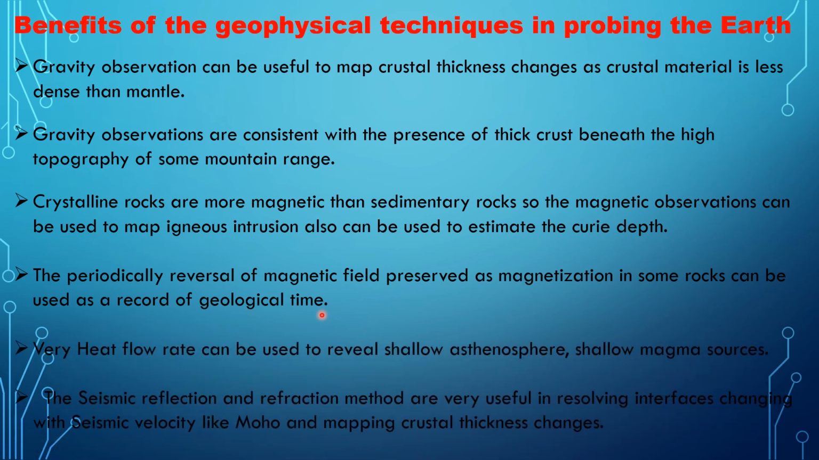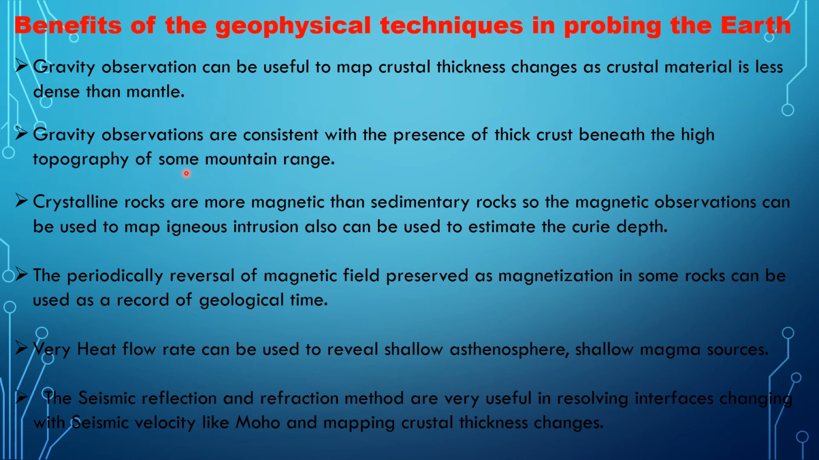Now, whenever there is a very high heat flow rate, I have already told you that there is a region called the shallow asthenosphere, that means 100 to 150 kilometers. That is the region where the heat flow rate is very high, and there will also be shallow magma sources and hot spots that you can characterize using the heat flow rate.